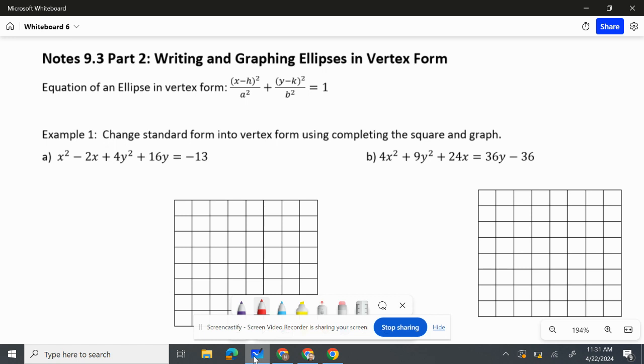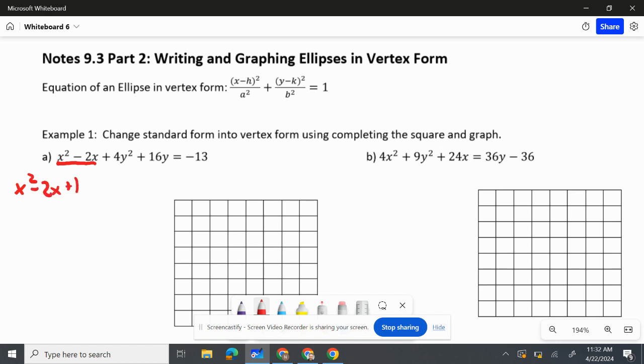What we're going to do is graph ellipses. First, we're going to put them in vertex form, and then we're going to find the center and graph the major axis and minor axis. So with completing the square, for our first one, we're going to take the -2, divide it by 2 and square it, and that gives us a 1.